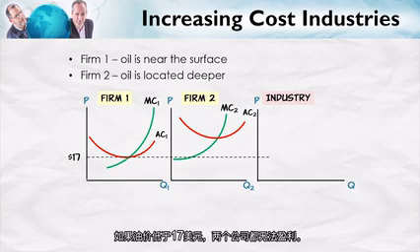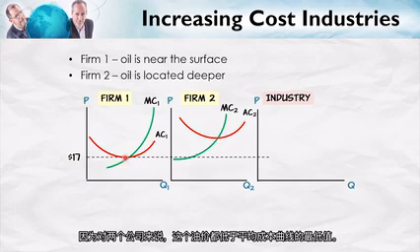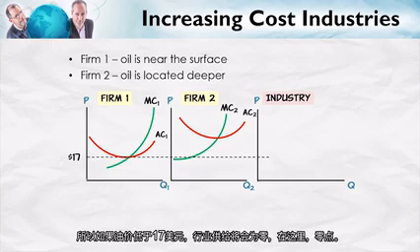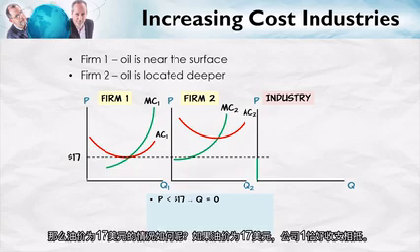Well, if the price of oil is below $17, neither of these firms can make a profit. That's below the minimum point of the average cost curve for both of these firms. So neither of these firms is going to want to be in the industry. So if the price of oil is below $17, the industry supply is just going to be zero, right here, zero. Now, what happens at $17?